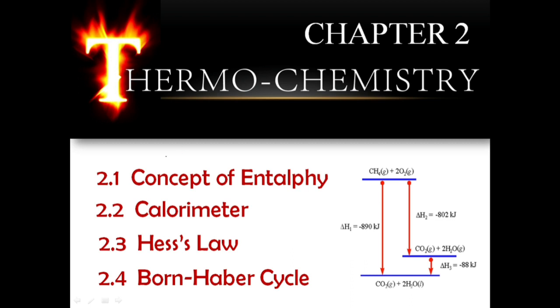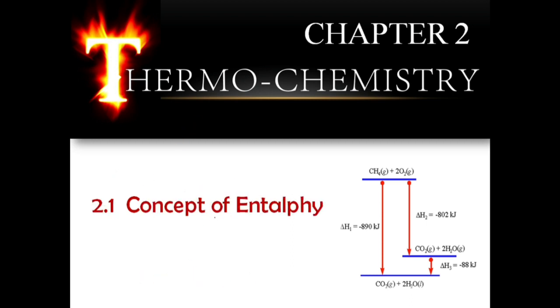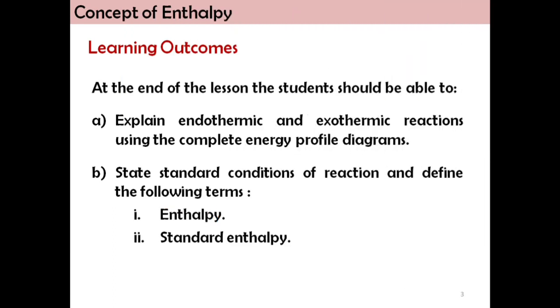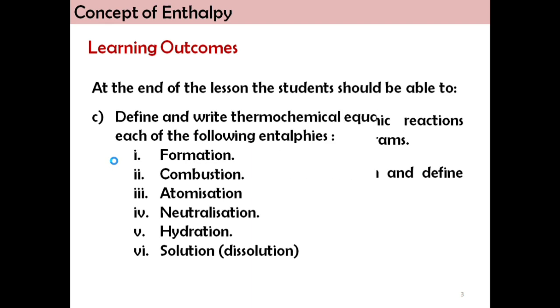So this chapter has 4 subtopics: 2.1 Concept of Enthalpy, 2.2 Calorimeter, 2.3 Hess's Law, and 2.4 Born-Haber cycle. So in this video, I'm going to focus on 2.1 Concept of Enthalpy. This is the learning outcomes for 2.1. So for this video, I'm going to cover learning outcome A, B, and C.